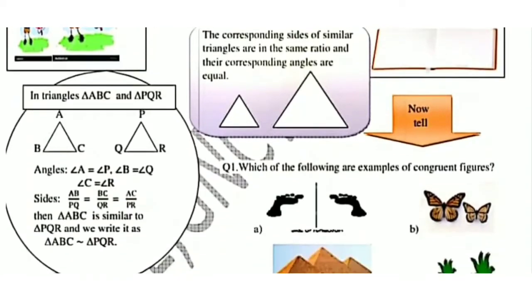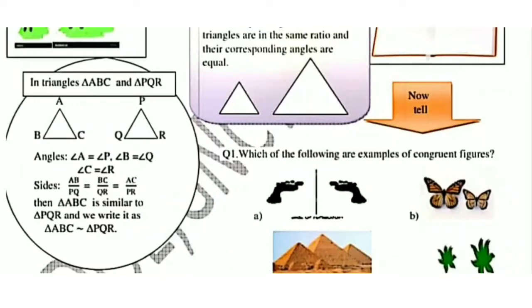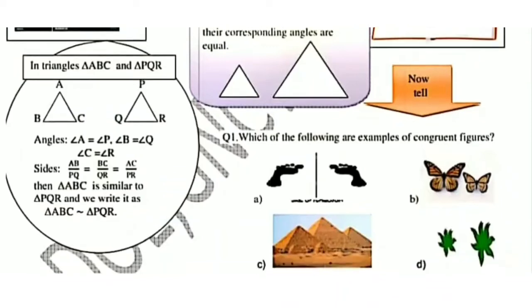So now we have two triangles ABC and PQR. You can see angle A will be equal to angle P. The corresponding angle of A is angle P, the corresponding angle of B is angle Q, and the corresponding angle of C is angle R. So now the sides ratio, that is AB to PQ, and BC to QR, and AC to PR will be equal. Then triangle ABC is similar to triangle PQR. We write it as triangle ABC similar to triangle PQR.